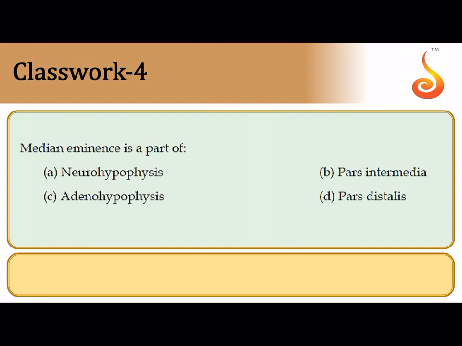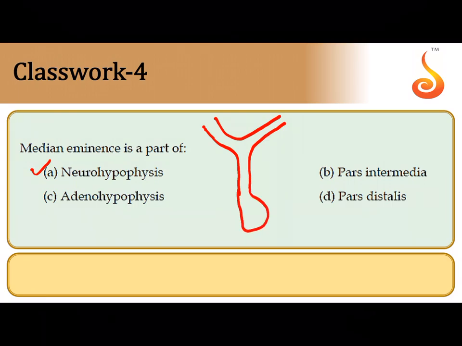Median eminence is a part of neurohypophysis. Now you all know that there is a pituitary, there is a hypothalamus above, and this hypothalamic region continues through a stalk. What is this stalk called? The infundibulum. It is continuing with the posterior lobe of pituitary, and then I had told you there is a tubular part to anterior pituitary and a bulged part to the anterior pituitary, isn't it?